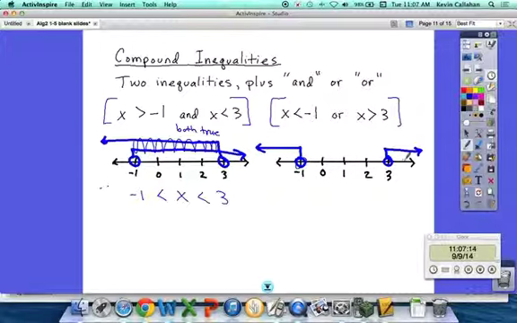Is there any place on the graph where both are true? No. I mean, if that was an and, there would be no solution because there's no place they overlap. That's what a typical or looks like, two different places on the graph. And how do you write that? You have to write it just like that. X is less than -1 or x is greater than 3. And that's what the graph looks like.